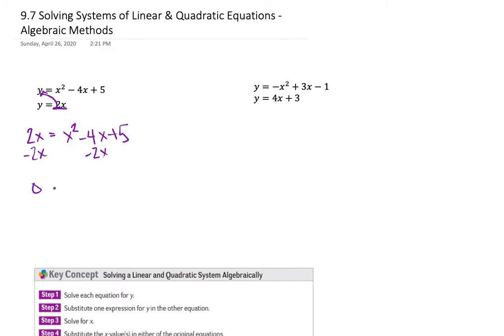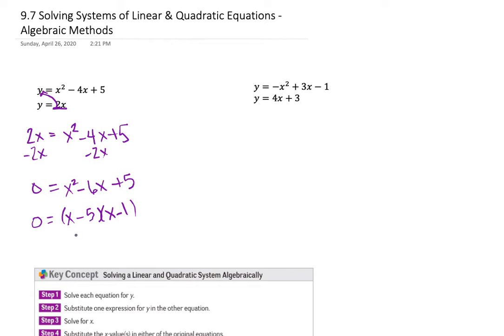And I get 0 equals x squared minus 6x plus 5. And then I can solve it however you want. If you want to use the quadratic formula, by all means, go for it. I think this one's easy enough to factor here with an x minus 5 and an x minus 1, because negative 5 and negative 1 will multiply to a positive 5, and they'll add to a negative 6.